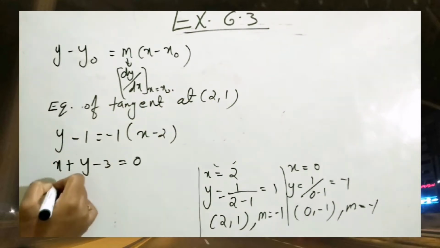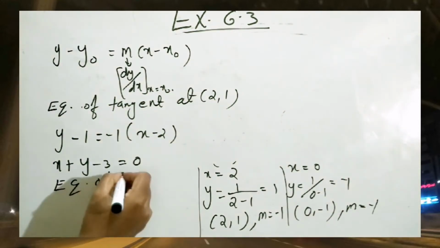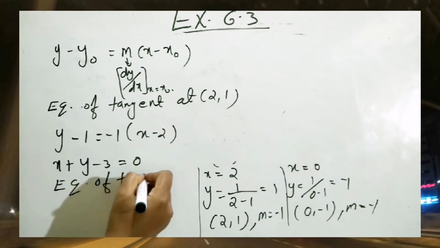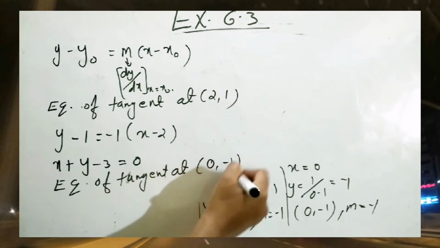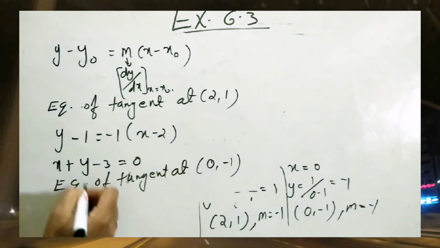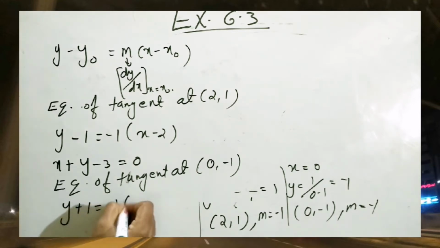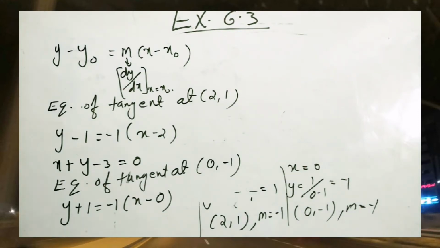Now the equation of the tangent at the second point. What is our second point? Ordered pair (0, minus 1). That is y plus 1 is equal to minus 1 into (x minus 0), and that we will get as x plus y plus 1 is equal to 0. Thus the required lines are x plus y minus 3 equal to 0 and x plus y plus 1 equal to 0. Now the 11th question.